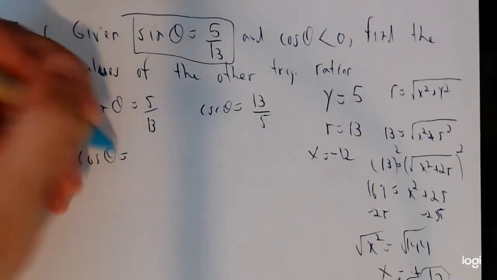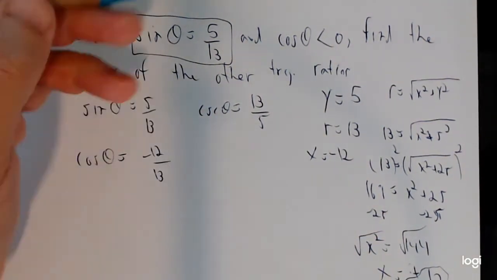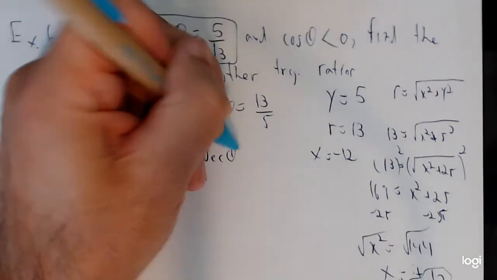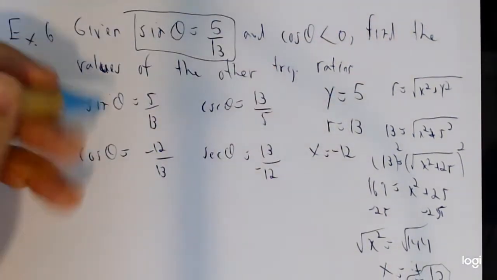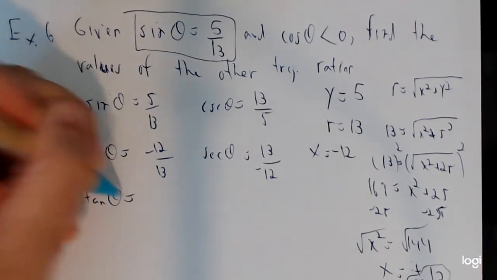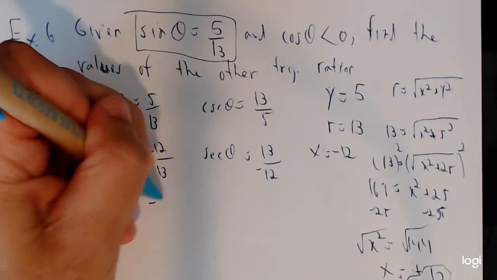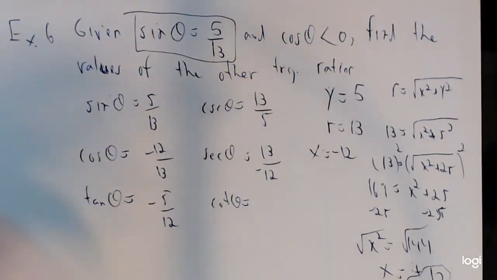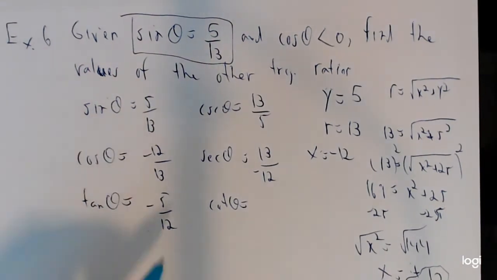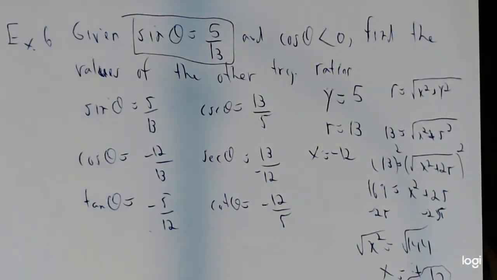Cosine of theta is, by definition, x over r, so negative 12 over 13. And then its reciprocal, secant of theta, would be 13 over negative 12. And then we have tangent of theta, which is y over x, so it's 5 over negative 12, so it'll be negative 5 over 12. And cotangent of theta is x over y, which would be the reciprocal of this, and that'll be negative 12 over 5. Okay, so notice once again, it just comes down to us knowing our x's, y's, and r's.